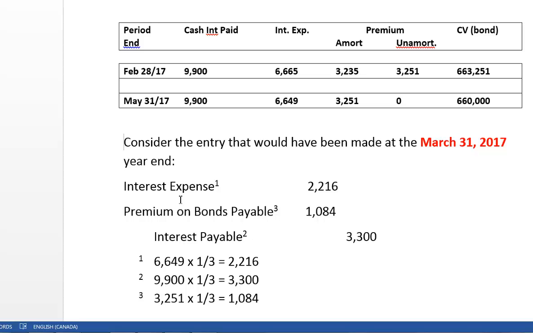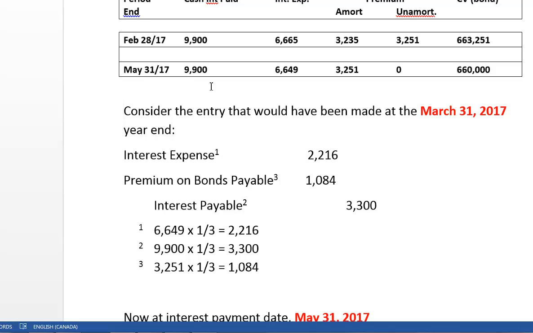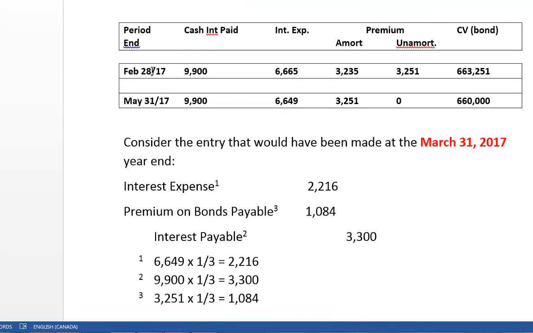With that in mind, as I said before, let's consider the entry that we would have made right at March the 31st. So after February 28th, 2017, but before May 31st, 2017. What would that accrual entry have been? Well, again, if we have a look at our little table, we're going to be focusing in on this row.